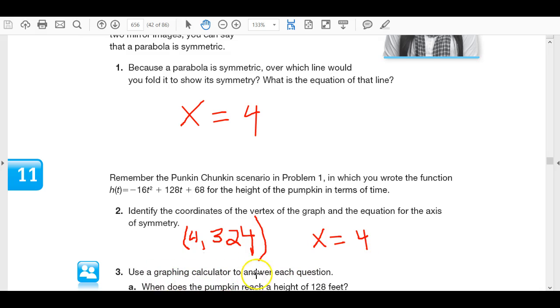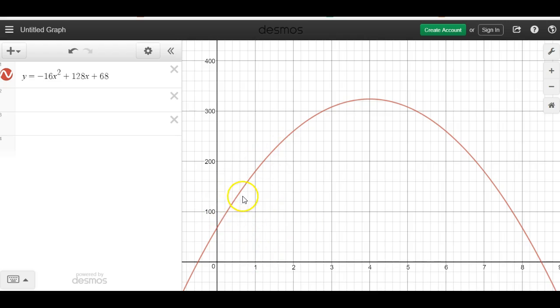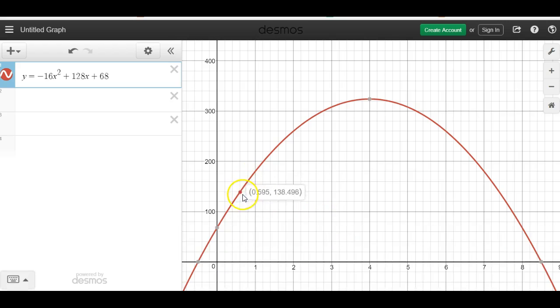And it says, use a graphing calculator to answer each question. When does the pumpkin reach a height of 128 feet? Aha! Tricky. So using this calculator, you guys know how to trace and stuff, right? But it might be hard for me to see that. I don't know how to do a trace on this. Oh, look, I can click and drag. So if I'm tracing, I'm just looking for 128 feet. I could go like this until it says 128, right? And I can see it. But man, that is even hard to do.